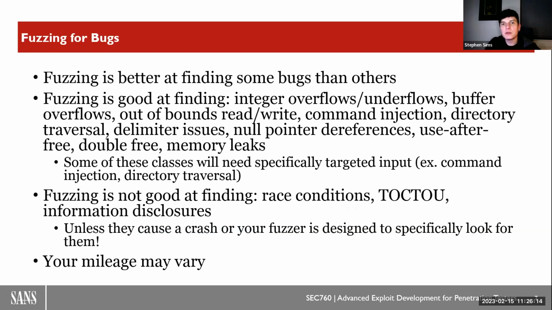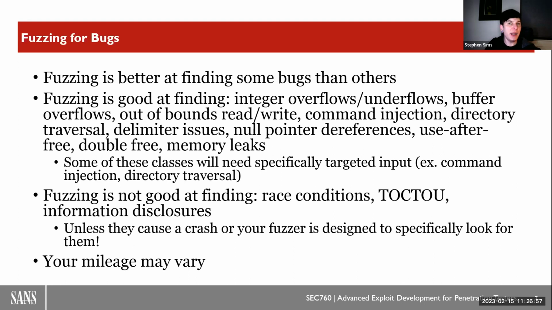So fuzzing for bugs, some types of bugs are really good. Well, I should say some types of bugs are easier to find with fuzzing versus others. Other types of bugs are actually hard to find with fuzzers. And some examples are on the slide here. Like, fuzzing's good at finding buffer overflows and heap overflows and null pointer dereferences, use after free attacks, and type confusion. Those are examples of bugs that fuzzers can be really good at finding.